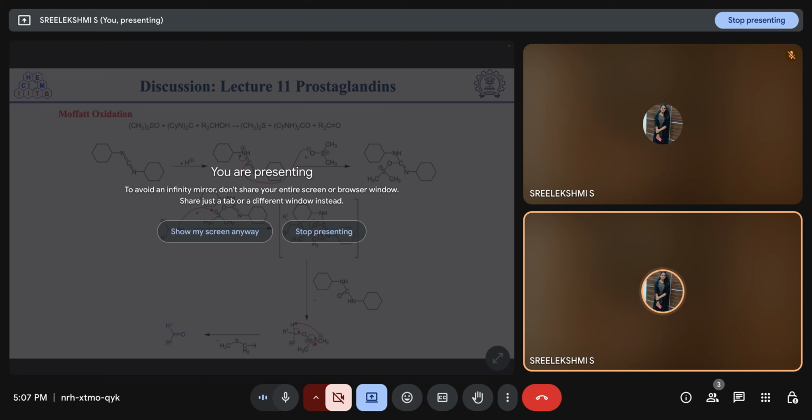Then again, the CH2 minus will take a proton from this carbon which is attached to this oxygen, and that group will leave to form this ketone. So here we are using DMSO, and the byproduct we are getting is DMS, and here we are using this particular compound which is converting into this byproduct. So that is the mechanism of Moffatt oxidation. I will give you 2 minutes to go through this mechanism quickly.